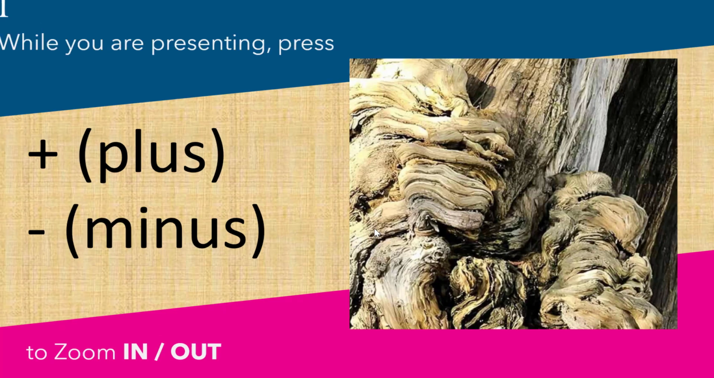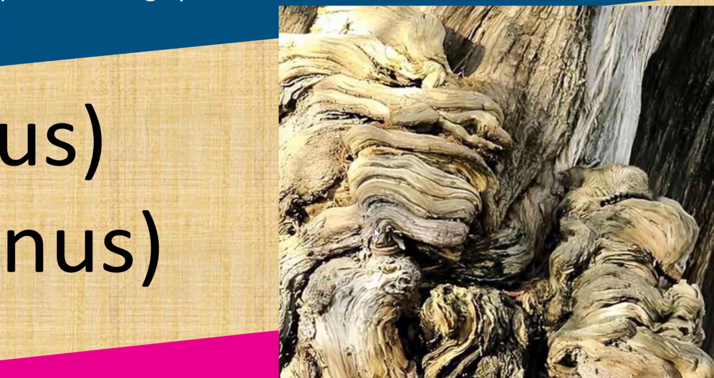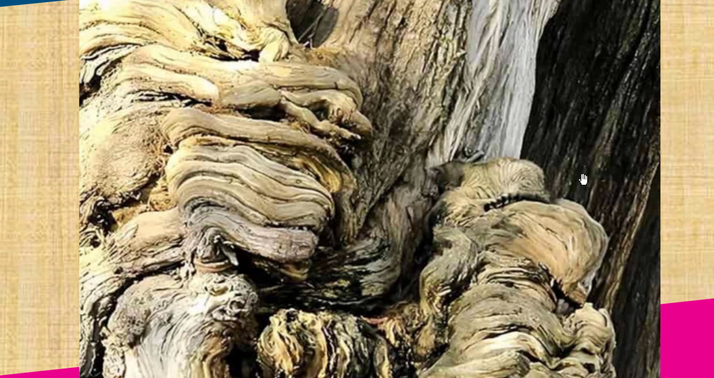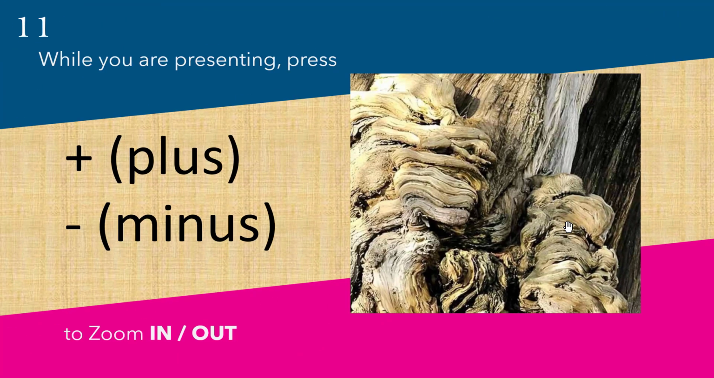So I press the plus sign. So it will zoom into the slide, and now you can see that this is the cat, and by doing this my audience may be able to see the cat now. And to zoom out, I'll press the minus sign. So by using plus and minus sign, you can zoom in or zoom out of the slide.